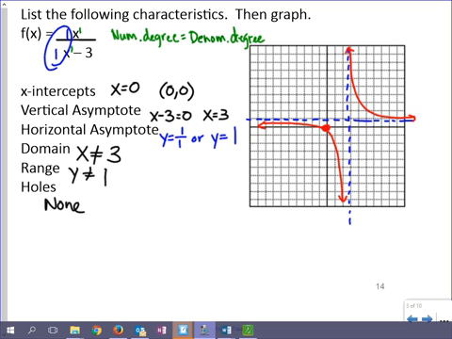Does anybody have any questions? The big difference there from yesterday is we are able to find an x-intercept on this one because it has an x value in the numerator. We set that equal to 0 and we could solve. And also our horizontal asymptote, this time we had equal degrees, so we had to use that ratio of our leading coefficients. Okay, let's do another example.